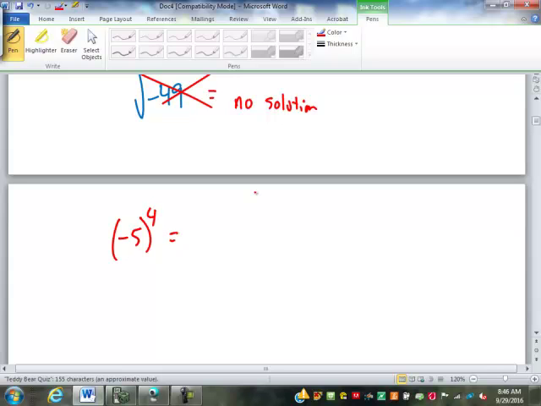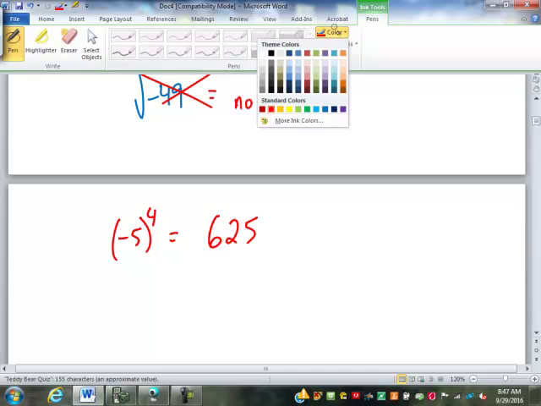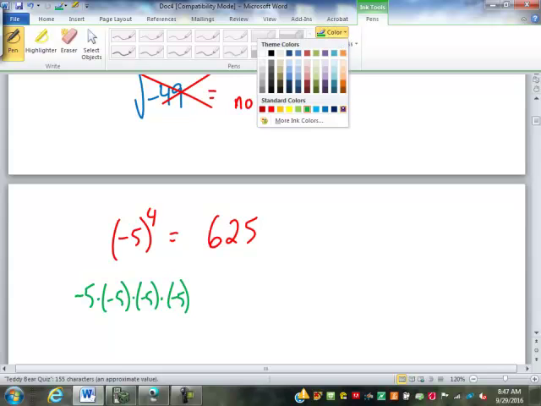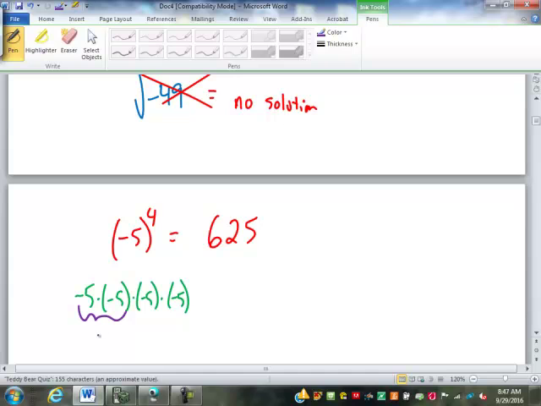Yep. Negative 5 to the fourth power is 625. It's like you would ask, if it's the fourth power, is it going to be positive again? It is negative 5 times negative 5 times negative 5 times negative 5. Well, if we do this out step by step, negative 5 times negative 5 is a positive 25, a negative times a negative. Well, positive times a negative is going to be a negative again. 25 times 5 is 125. Well, now a negative times a negative is going to be positive again. 125 times 5 is 625. Anything to the fourth power is going to be positive.